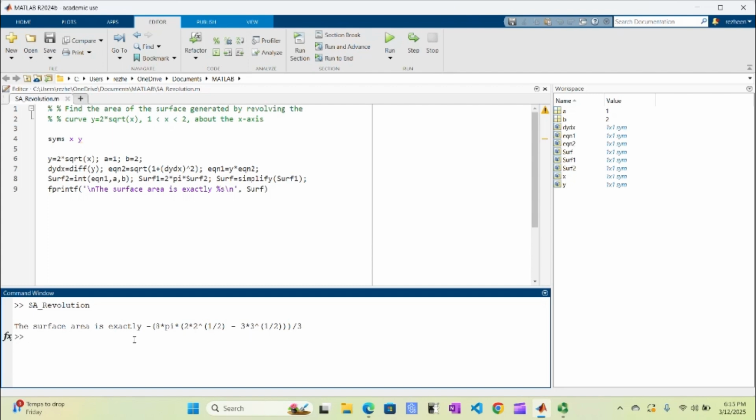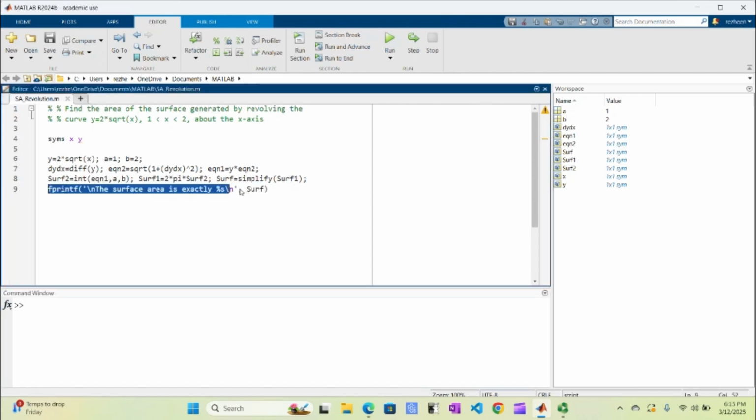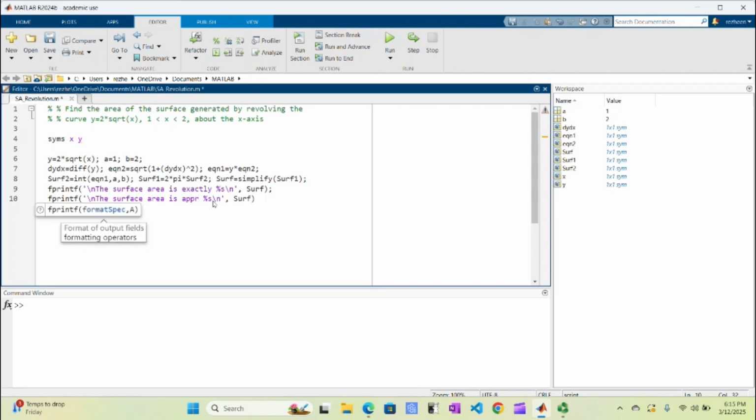We also can get an approximate answer. So let's clear this. Or actually, let's just print this. Let's copy and paste that. So we say it's approximately. Let's put approximately, and then this would now be %0.4f and \n, surf1. So let's see what we have when we run it.